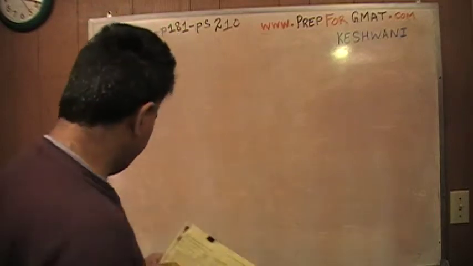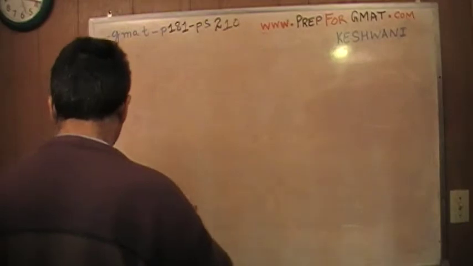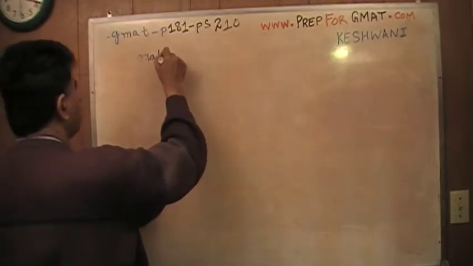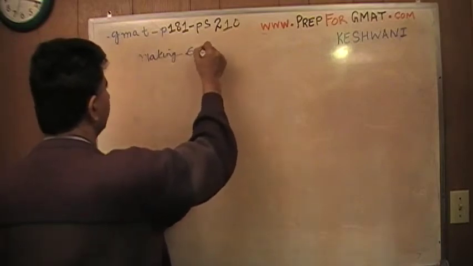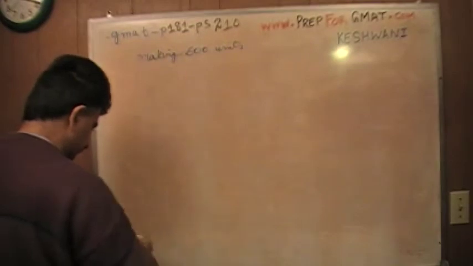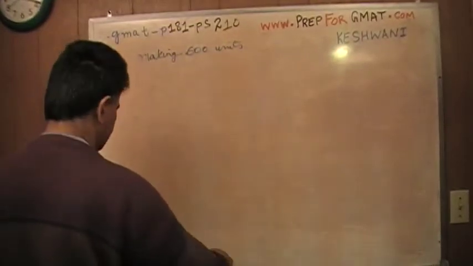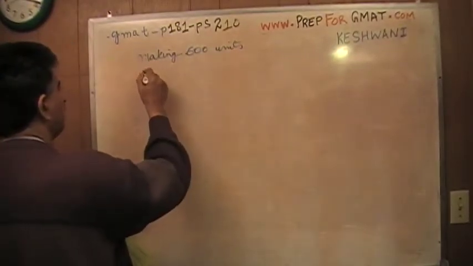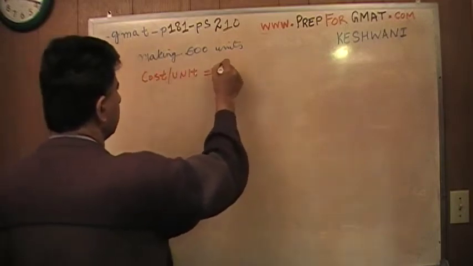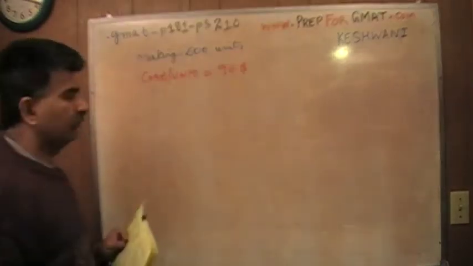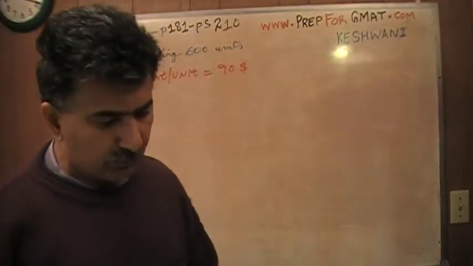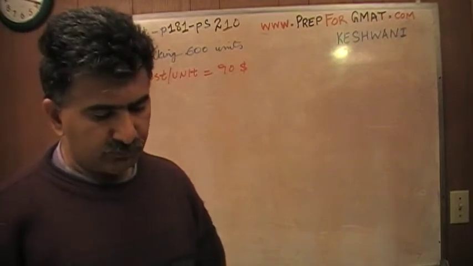$90 per unit. Alright. So we are making 600 units, and the cost per unit, we are told, is $90. Let's read the rest. And all of the units produced are sold each month.